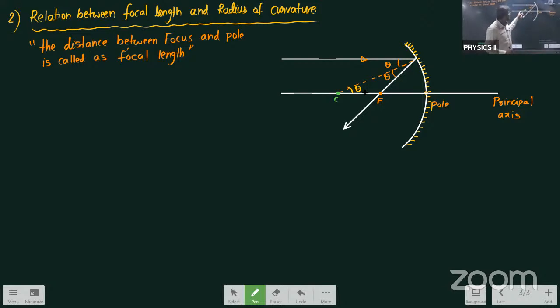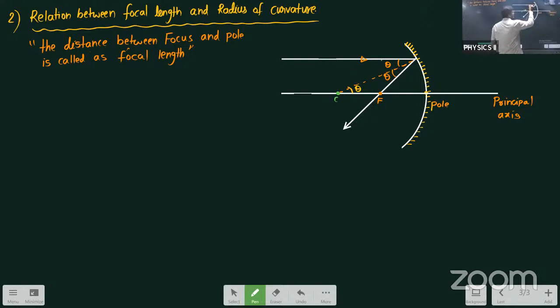Now here, from the center to that particular point of reflection, we'll be drawing an imaginary line. That line is called what? Normal. We know from the law of reflection that the angle of incidence should be equal to the angle of reflection. So this is the angle of incidence theta. If this is the angle of incidence theta, then the angle of reflection should be theta.